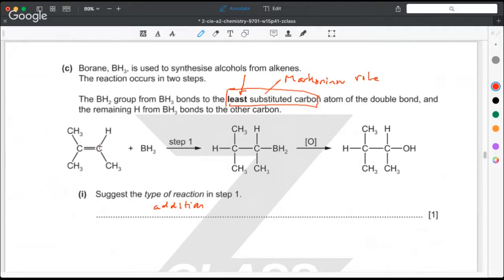If you look at this molecule over here, that carbon is the most substituted. It's got two methyl groups on it. And that carbon is the least substituted. It's just got one methyl group on it. So the addition doesn't happen on the most substituted carbon; it happens on the least substituted, and you can see that's the addition happening there. If you wanted to check that in your books, looking up the Markovnikov rule is the one you want.